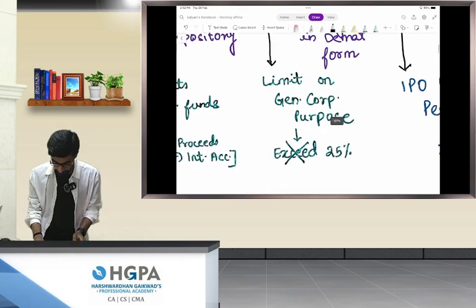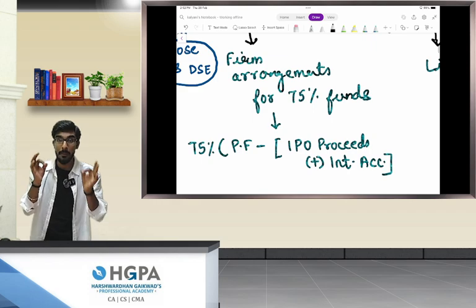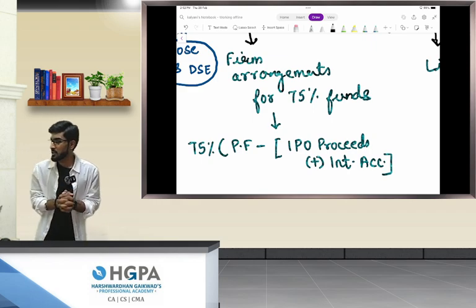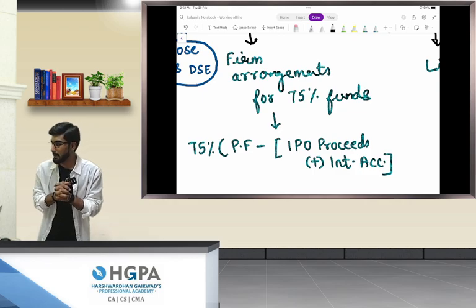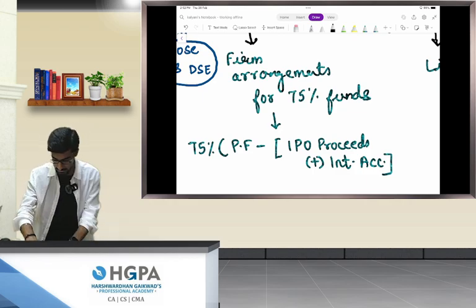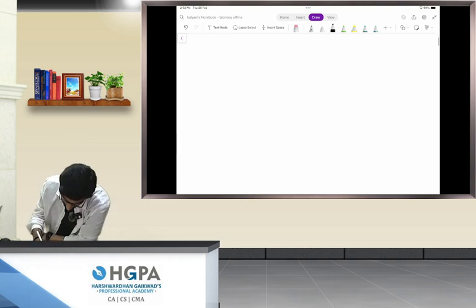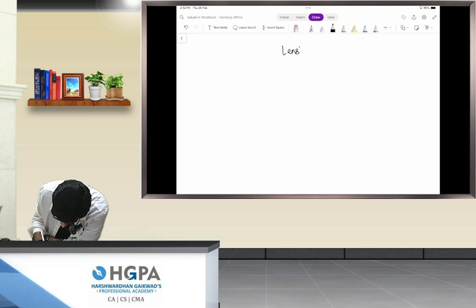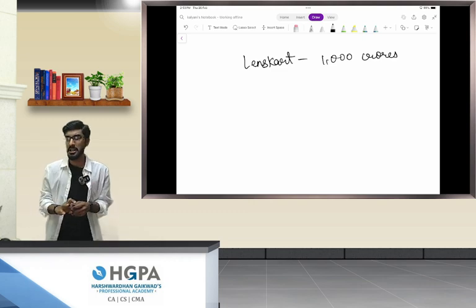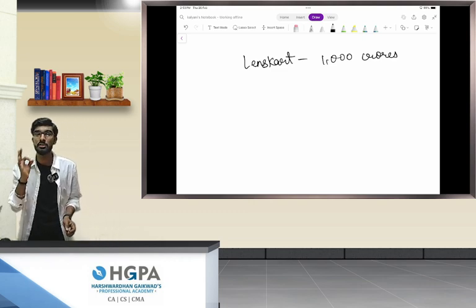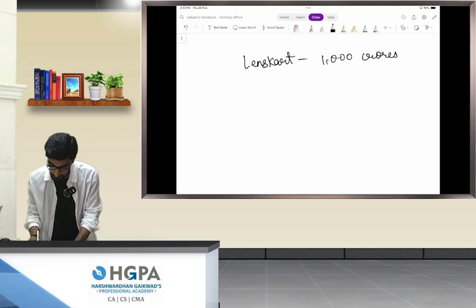Okay. Perfect. Now comes the main point: firm arrangements for 75% of funds. Okay, let's understand this. People, assume Lenskart requires 1000 crores for expansion. Lenskart requires 1000 crores to open 10,000 new stores all over India.